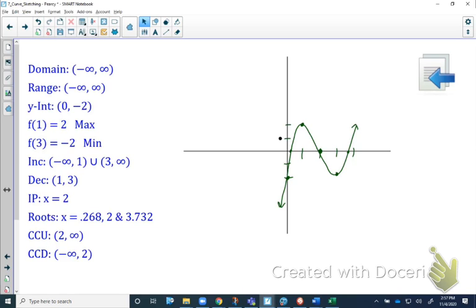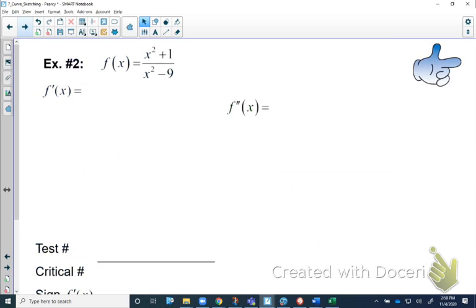So that's the first example. Now let's take a look at this one. Now this one gets quite a bit more complicated. Now again, before you even begin, you can kind of visualize what the function is going to look like.